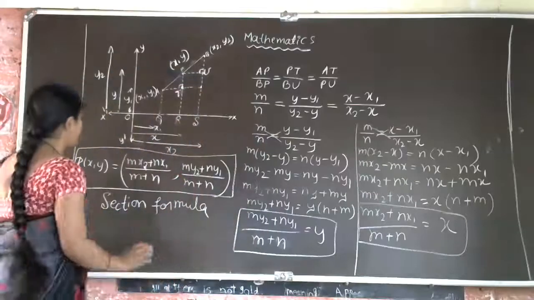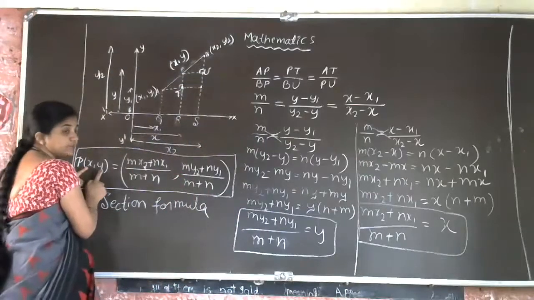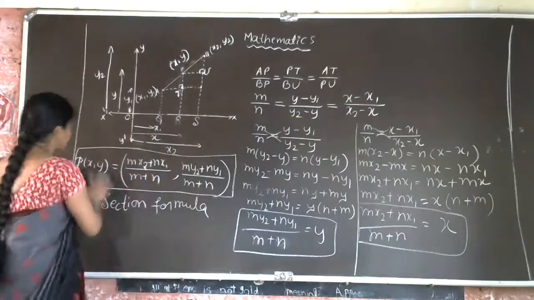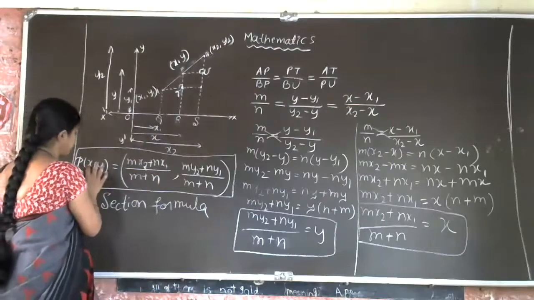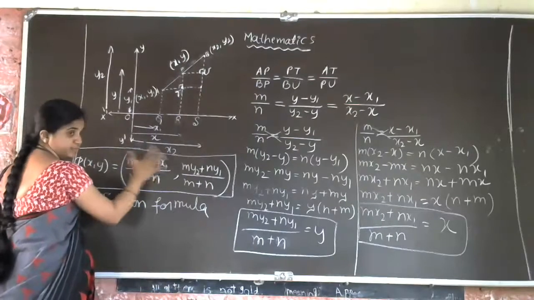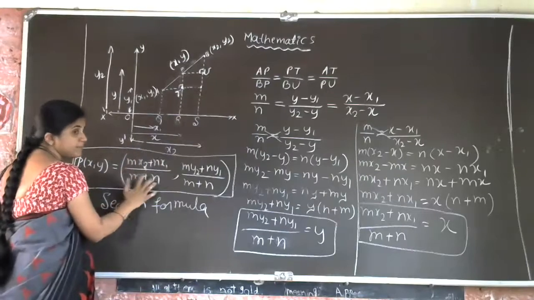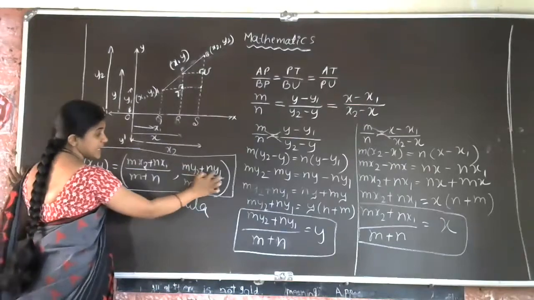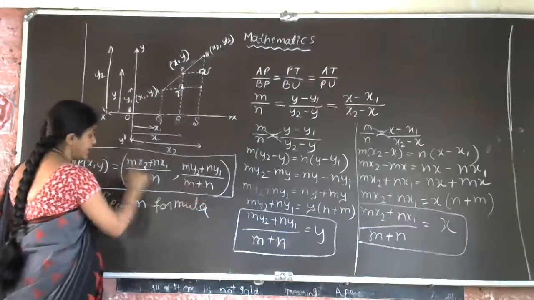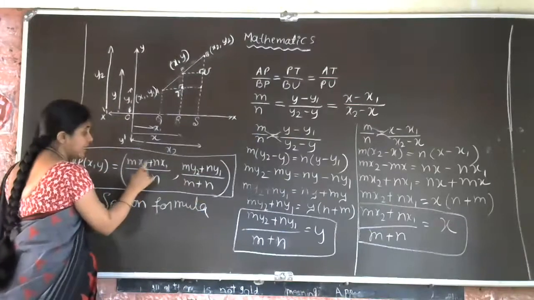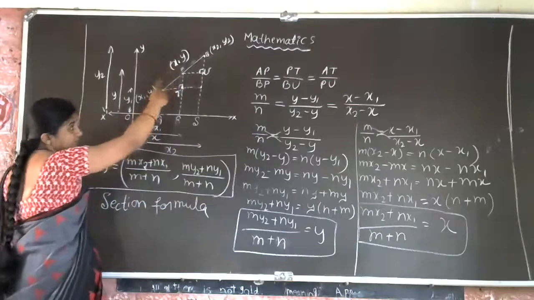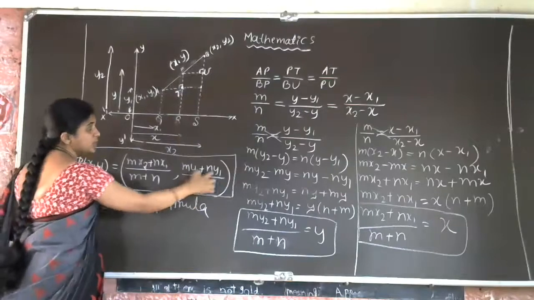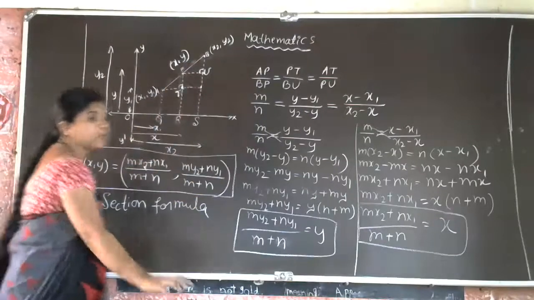So here we are going to find the coordinates x and y of the point P. The x coordinate is in this form: mx2 plus nx1 divided by m plus n. Then the y coordinate is in this form: my2 plus ny1 divided by m plus n. Where m and n are the ratio, you all know. x2 and x1 you will get from the coordinates of a and b. Here m and n are again the ratio. y2 and y1 are again the coordinates of that point, a and b.